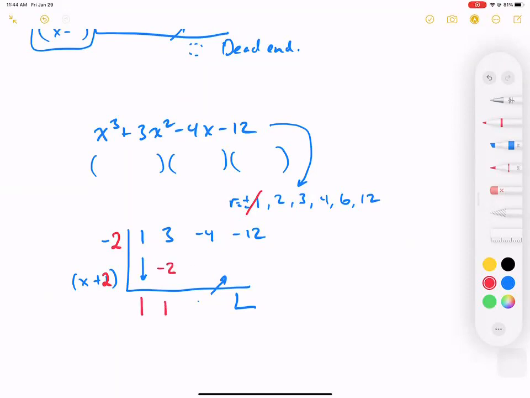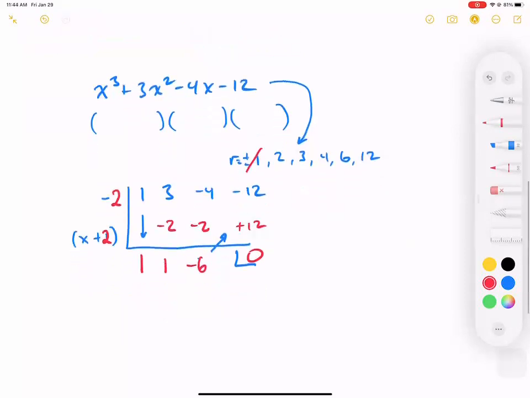1, negative 2. Okay, I'm not sure if it's going to work. Negative 6. Positive 12. Woo! We got a 0. Winner, winner, chicken dinner. Why am I so excited? Because we found a value that worked. And that means we have less work to come.